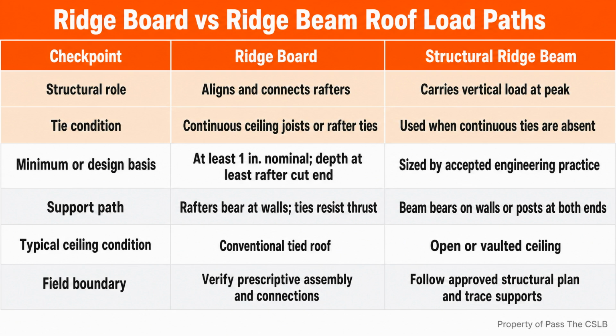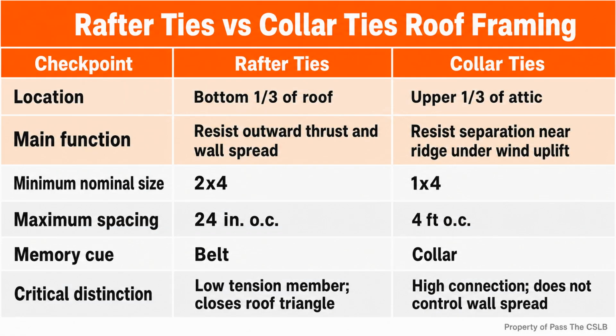Rafter ties and collar ties are easy to confuse because both connect opposing rafters. Their locations tell you their jobs. Rafter ties belong in the bottom third of the roof. They act in tension to resist outward thrust and wall spread. The prescriptive minimum in the research material is nominal 2x4 lumber, spaced no more than 24 inches on center.